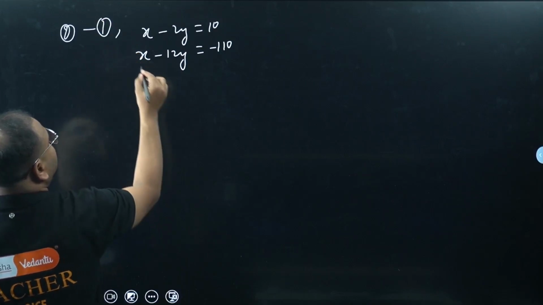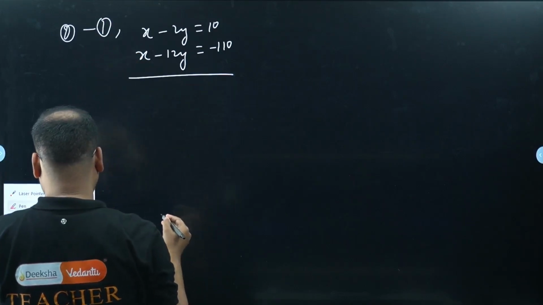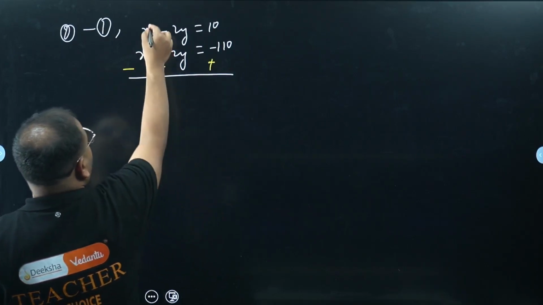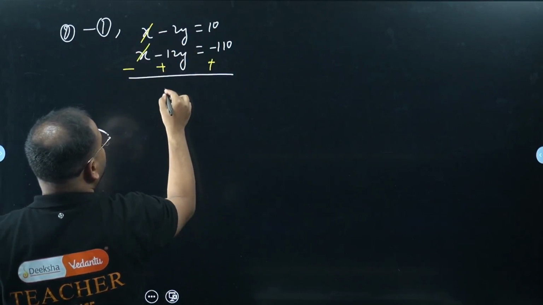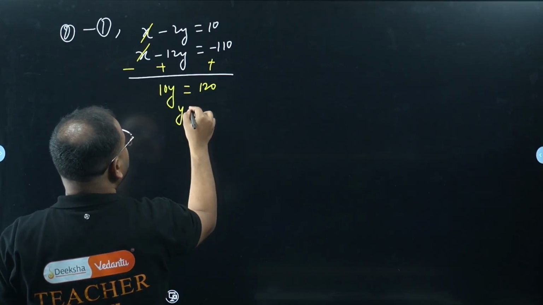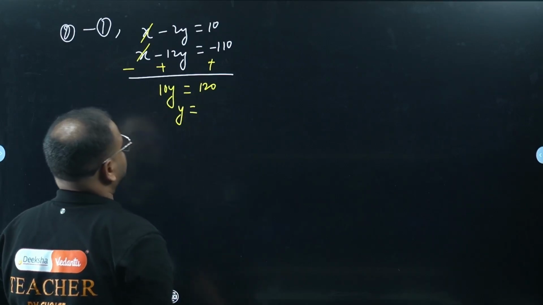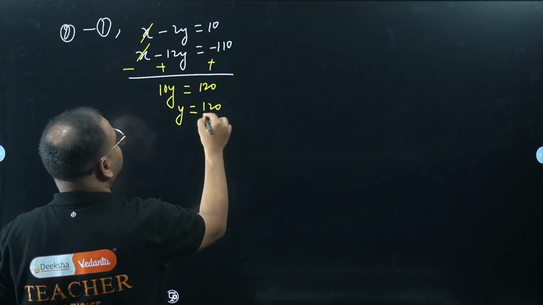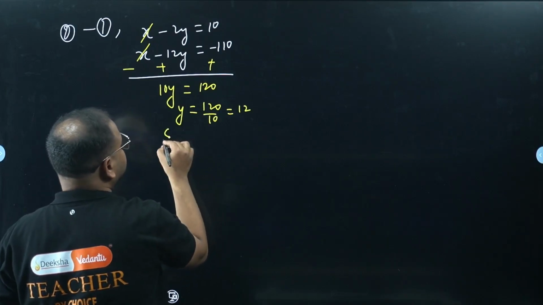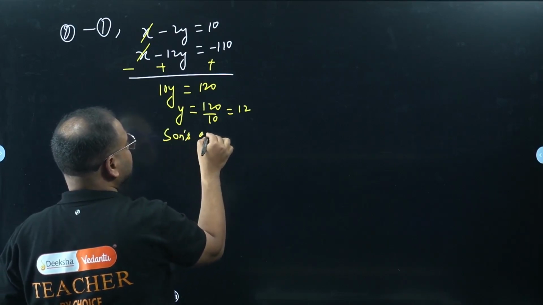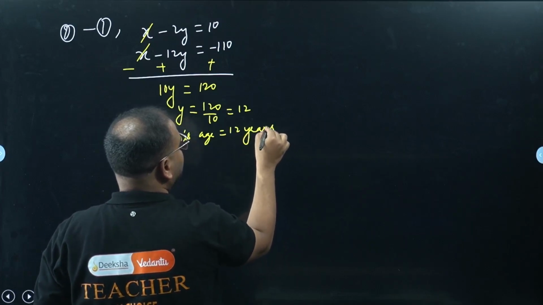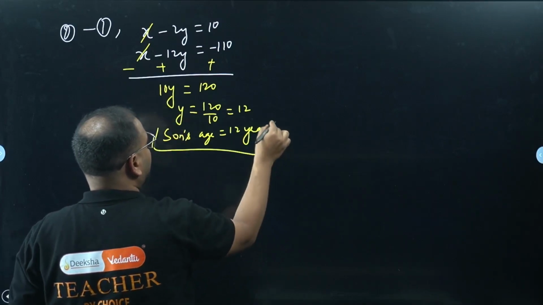Okay? Sign change will be there. This will become minus, this will become plus, this will become plus. Cancels out. What is this going to be? 10y. This is going to be 120. y is equal to what? 120 by 10, which is 12. So son's age is what? Son's age is 12 years.